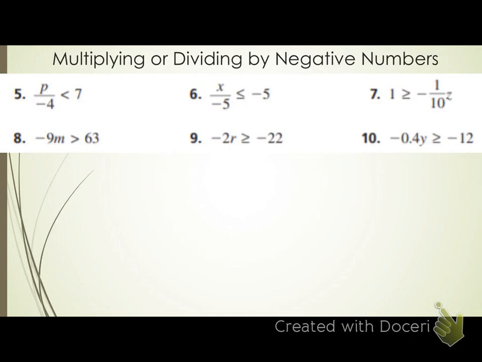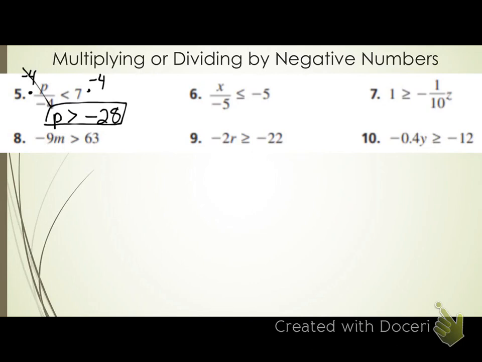P over negative 4 is less than 7. How'd I get P by itself here on number 5? Multiply both sides by negative 4. 7 times negative 4? Negative 28. Symbol flip or stay? Flip. We multiplied both sides by a negative, so it's got to flip. Questions on 5?